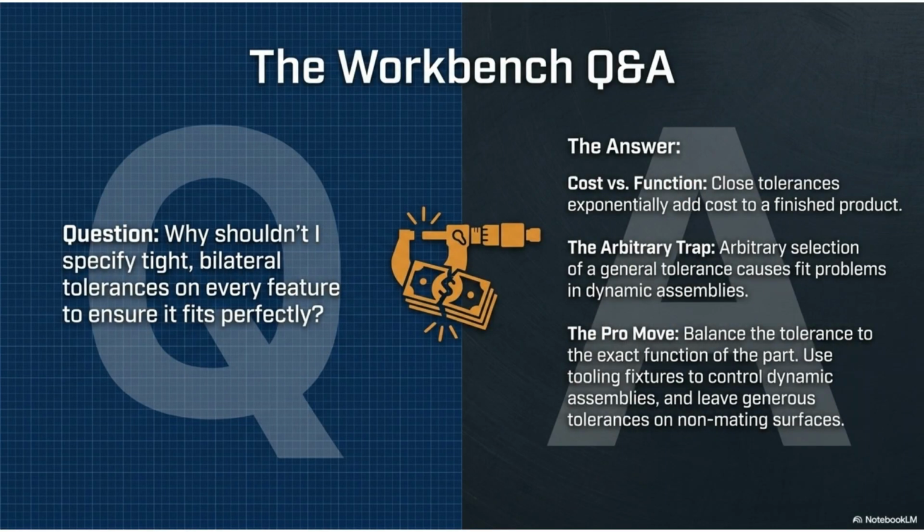Why avoid specifying tight, bilateral tolerances on every feature? Close tolerances exponentially increase cost. Balance the tolerance to the part's exact function. Use tooling fixtures for dynamic assemblies and leave generous tolerances on non-mating surfaces.